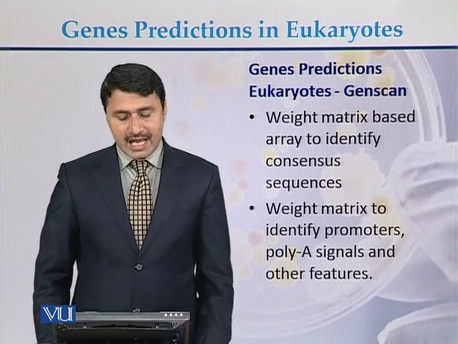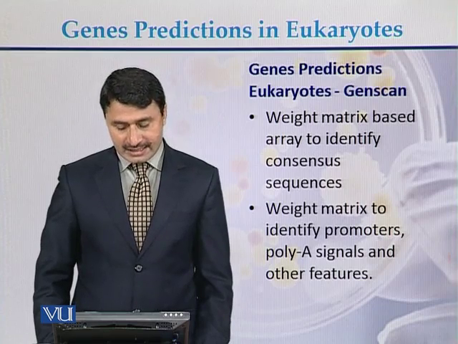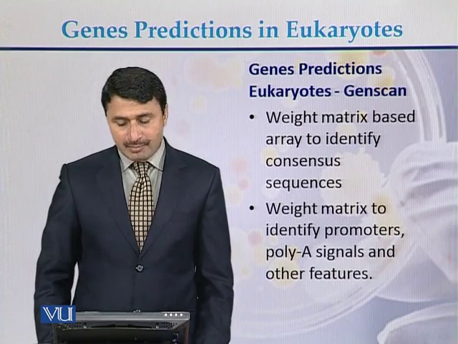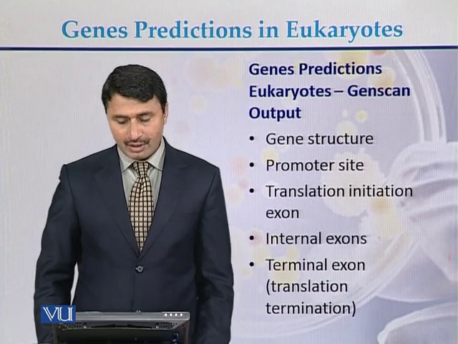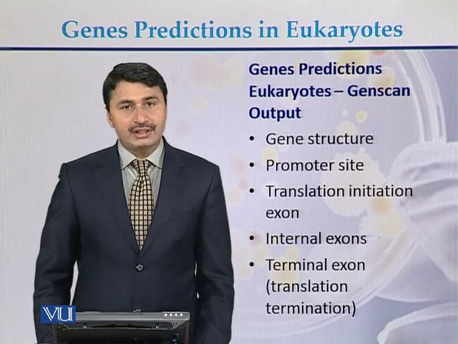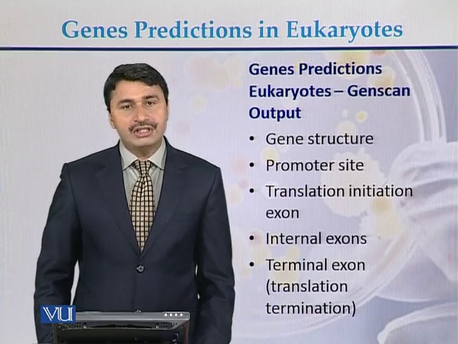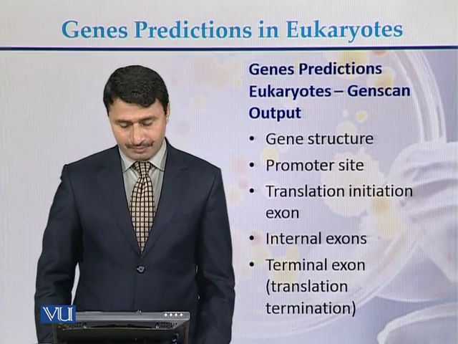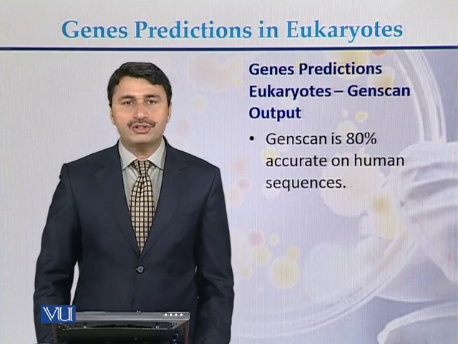A weight matrix based array is used to identify consensus sequences, and a weight matrix to identify promoter and poly A signals and other features. This means that with the help of GENSCAN, it also scans for promoter sequences as well as poly A tail sequences. What are the outputs of the GENSCAN tool? It identifies the gene structure. It identifies the promoter site, translation initiation exon, internal exons, and terminal exon, meaning translation termination exons. GENSCAN is approximately 80% accurate on human sequences.